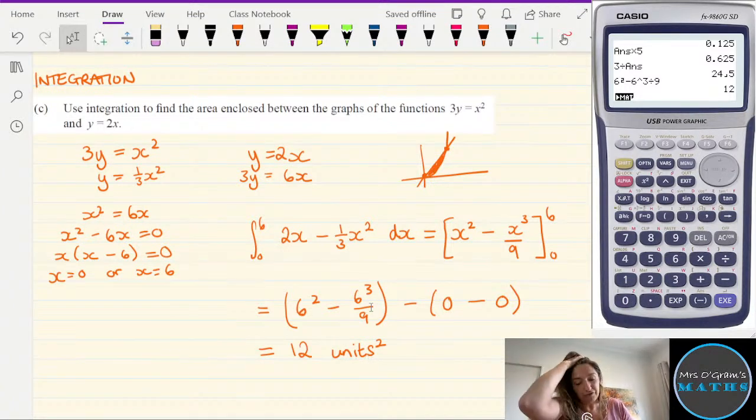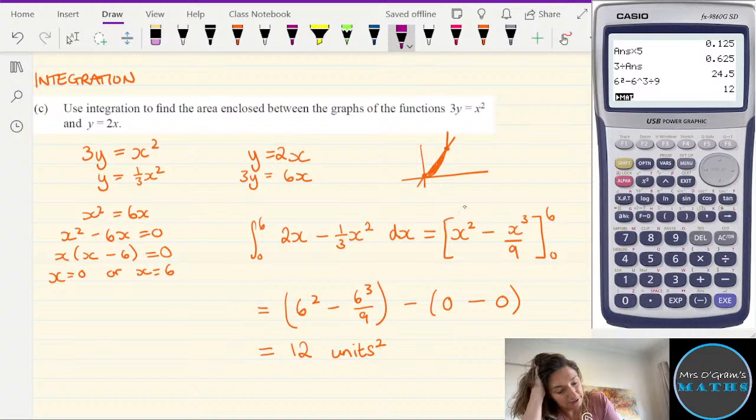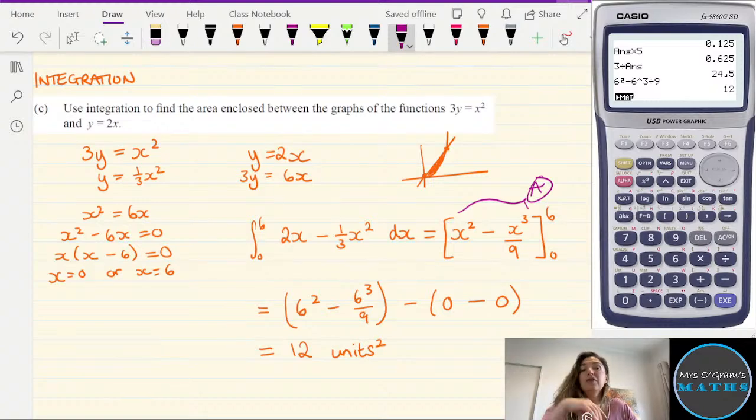All right, so for the achieved point in there, it would be getting you down to the correct integration. I'm just going to double check. I'm assuming that's what it would be. Yeah, so the correct integral was where the achieved point was. So this bit just here, that's your achieved. And then obviously getting to the 12 gets you the merit. So there we have it.